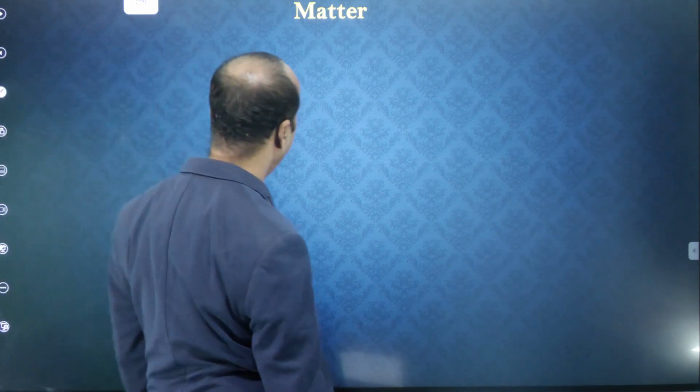Chalo. Here our next topic is matter. Matter. What is matter? Come on students, what is matter? Good. Anything that has a mass and occupies space is called matter. Okay, means what? Anything which has a mass and occupies space is called matter.